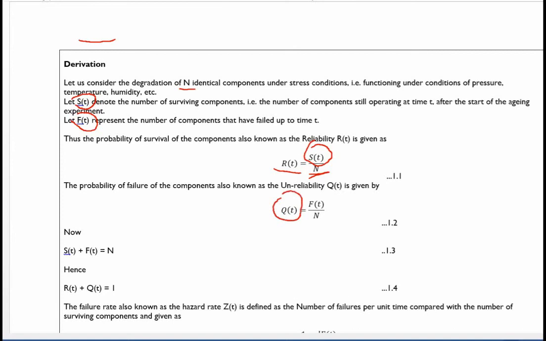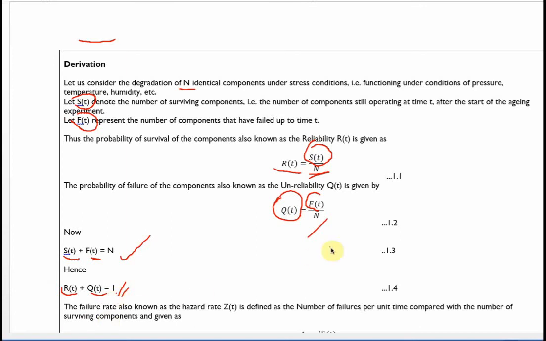Now our unreliability, which is q of t, is the number that failed over the total number of components. So I've established this fact. From basic mathematics, according to these assumptions, the total number that survive added to the total number that fail will give us what? The total number of components. In the same vein, the reliability plus the unreliability should be equal to 1, because when we are talking of reliability, we are talking of probability, and probability is always equal to or less than 1. So when we add the reliability and the unreliability, it should always be equal to 1.